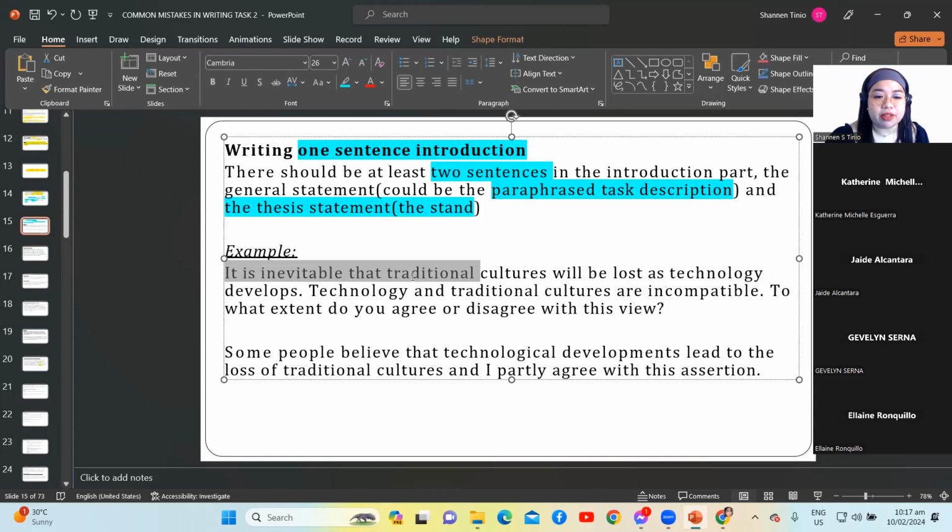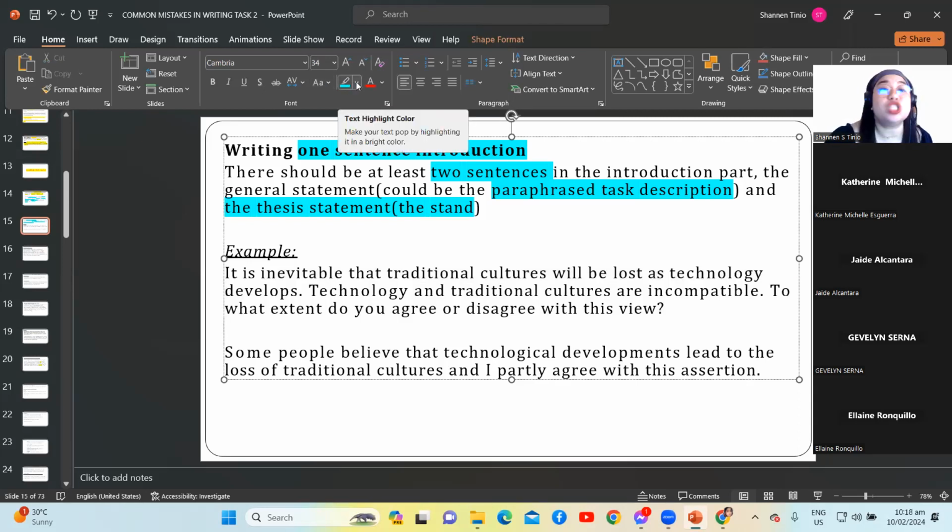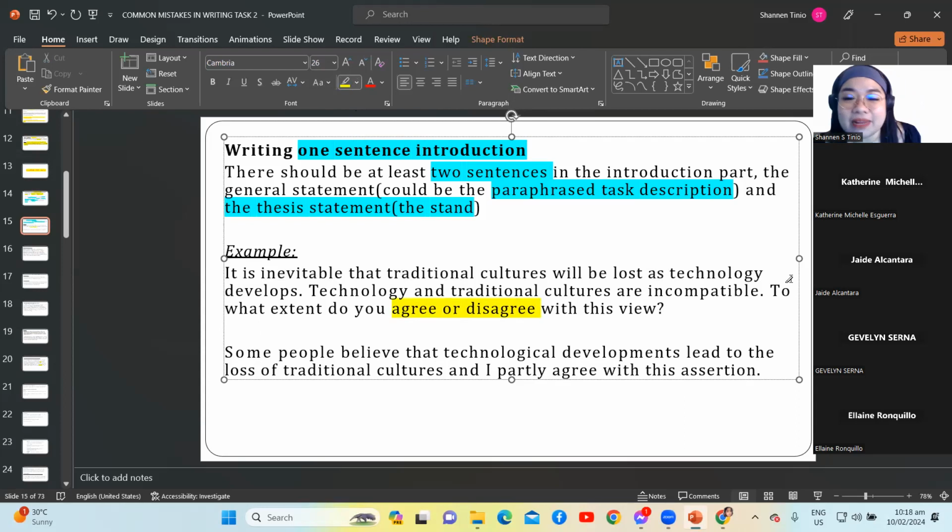It is inevitable that traditional cultures will be lost as technology develops. Technology and traditional cultures are incompatible. To what extent do you agree or disagree with this view? Again, let's pay attention to the instruction given. Agree or disagree daw. Do you agree or disagree? Binago niya lang yung sentence, pero ang ibig sabihin niyan, do you agree or disagree? Okay? Hindi lang niya ginamit yung do you agree or disagree, but sabi niya, to what extent do you agree or disagree with this view?